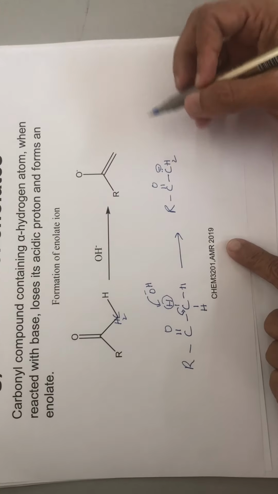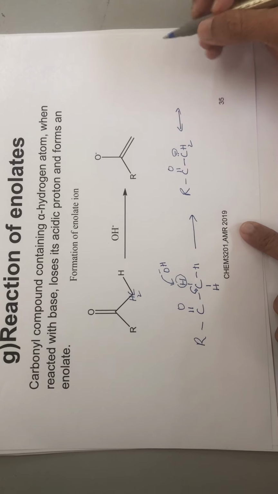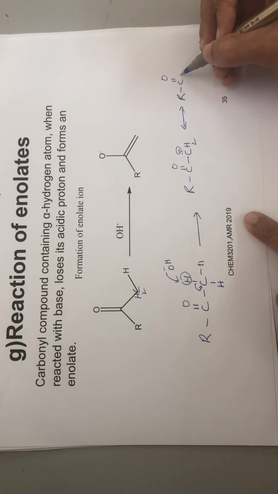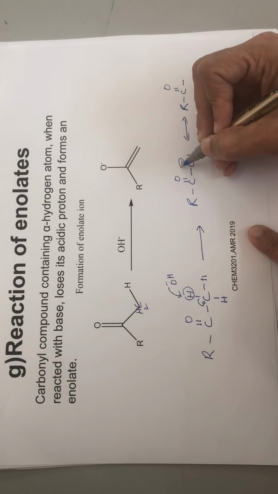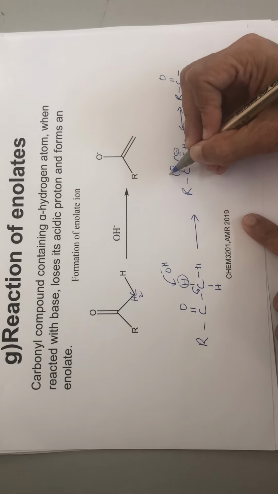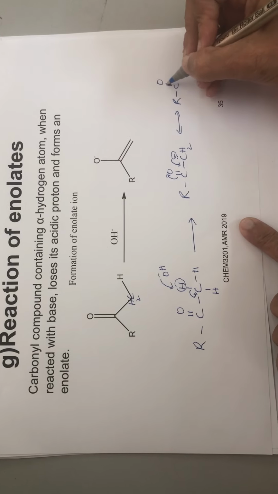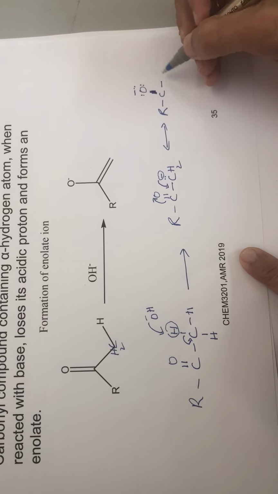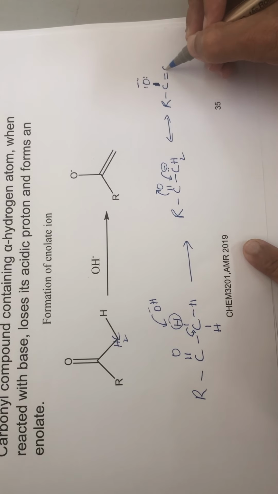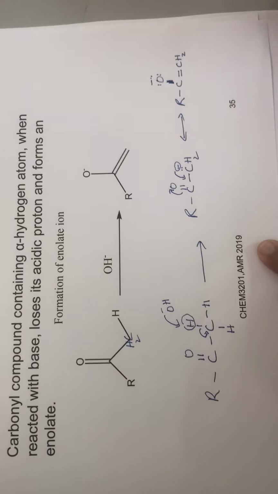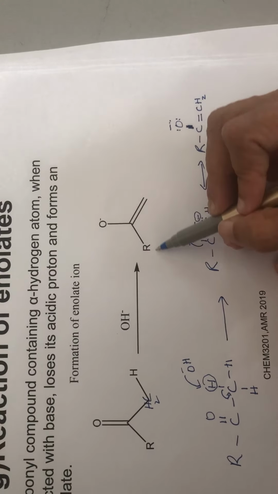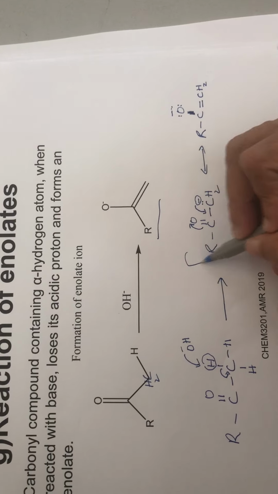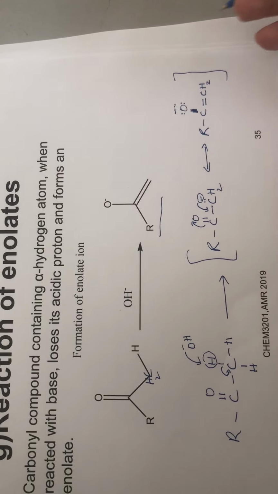This carbanion has resonance stability and a resonance structure. We can form the resonance structure of this and show it. The charge will go to oxygen, so there will be a negative sign on oxygen, and a double bond will come between CH2 and the carbonyl carbon. You can see the oxygen is negatively charged. So these two are resonance structures, and these are called enolates.